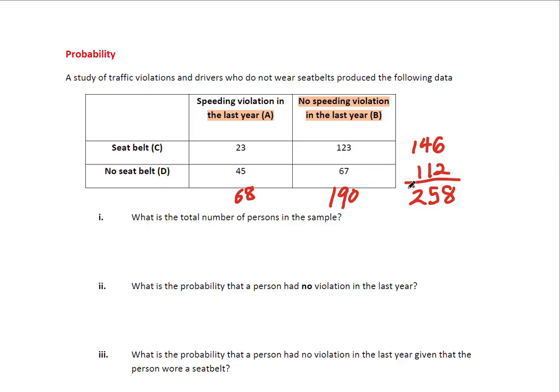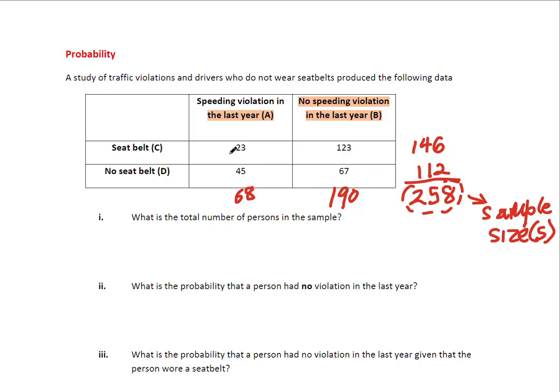So this 258 figure is a very important figure. It represents the sample size or total number of observations. So this is our sample size, or total number of observations. The sample size is generally represented using the symbol S. So this 146, of course, means that there were a total of 146 persons who were wearing seatbelts. The 112 means that there were 112 persons who were not wearing any seatbelts.